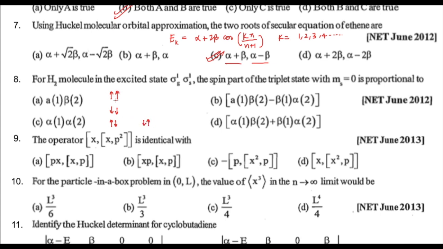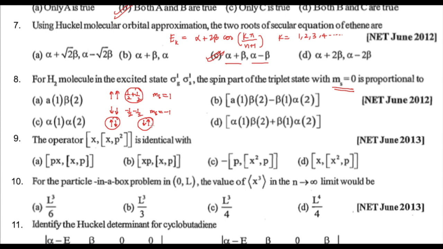So if I talk about this, it will be plus half and plus half, so the overall ms value over here will come out to be 1. Here it is minus half and minus half, so the overall ms value will come out to be minus 1, which is not asked. What they are asking is ms equals 0, so that you are going to get in both these cases, in this case also and in this case also.